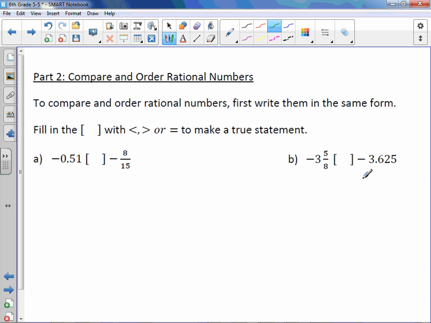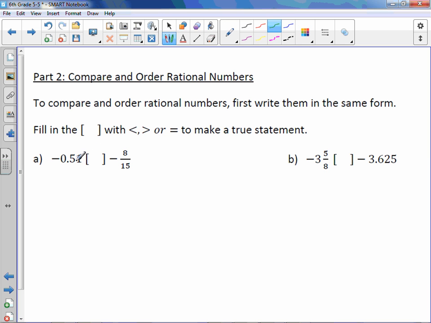Compare and order rational numbers. To compare and order rational numbers, first write them in the same form. Fill in the box with less than, greater than, or equal to make a true statement. So here again, you can decide, do I want to change them to decimals, percents, fractions? The easiest way in most problems is to change them to decimals.